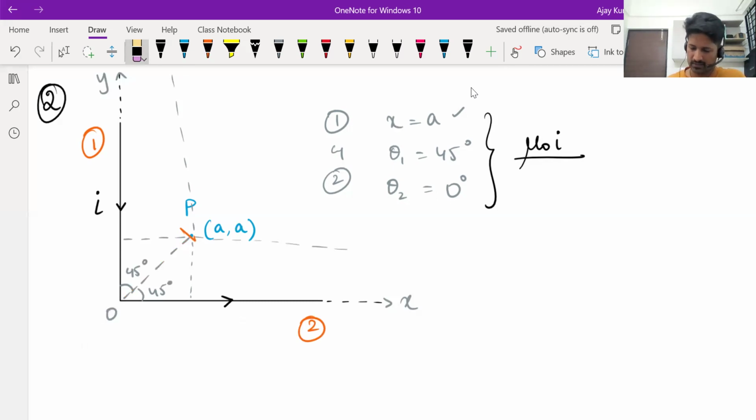Anyway, let us consider this case itself. So mu naught I by 4 pi x. The distance is a in this case. Cos theta 1, cos 45 degrees is 1 by root 2, plus cos theta 2, cos 0 is 1. That is the magnetic field produced by one wire. It's also the magnetic field produced by the second wire, because the distance and angles are the same. But what we need to calculate is the net field.